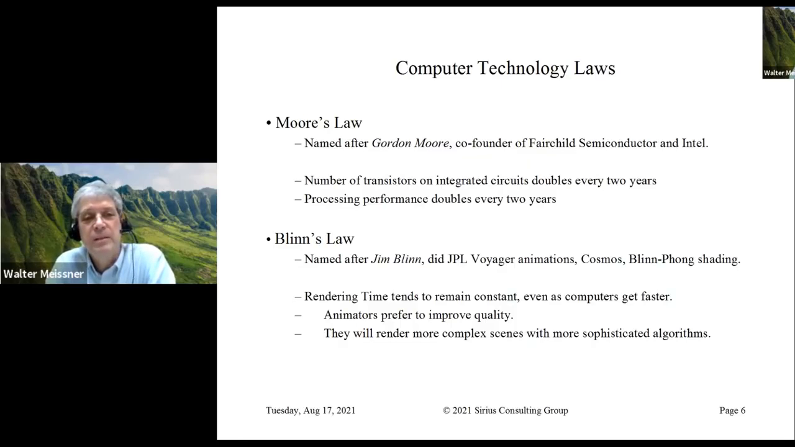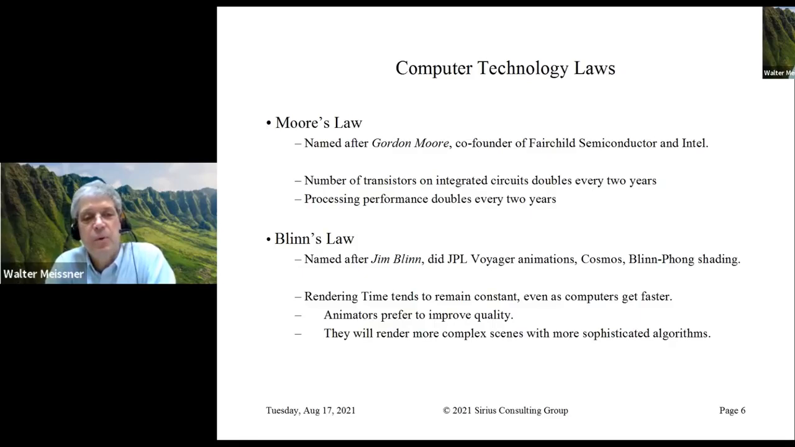It's named after Jim Blinn, who did the JPL Voyager animations, Sagan's Cosmos animations, and the Blinn-Phong shading. His observation was, if you know anything about people that spend time putting together animation sequences, they usually have as many computers as they can get, and they usually spend months putting together the animation. So you would think that with faster computers, they would be doing it in less time. However, his observation is that rendering time tends to remain constant even as computers get faster.